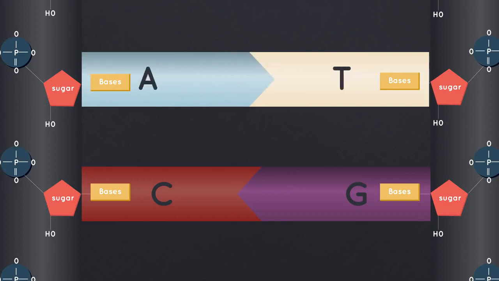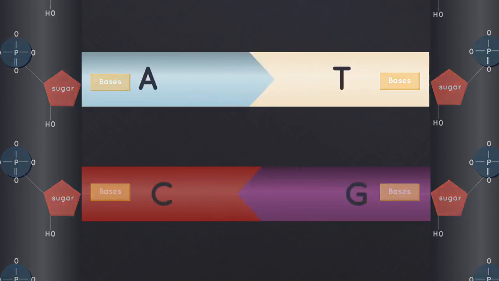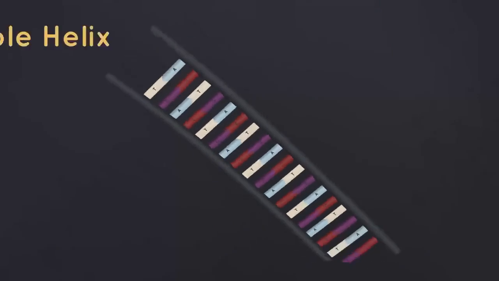Because A and T bases pair up, and C and G bases pair up. The bases pair up forming hydrogen bonds, and the DNA forms a twisted shape that is known as a double helix.